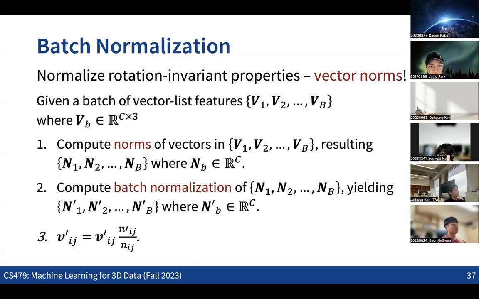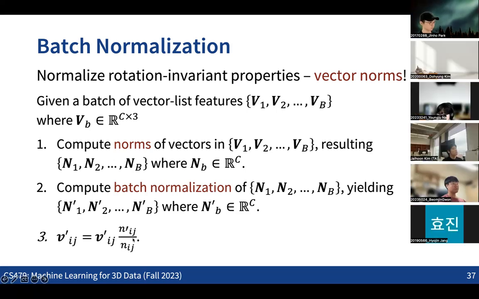Does it make sense? So what we first do is compute the norms of all the vectors, giving us a tensor of norms like this. Then we apply the same batch normalization to the norms of the vectors, and now we have normalized norms, right? Then we scale the output vectors based on the normalized vector norms. So that's the basic idea for the batch normalization.